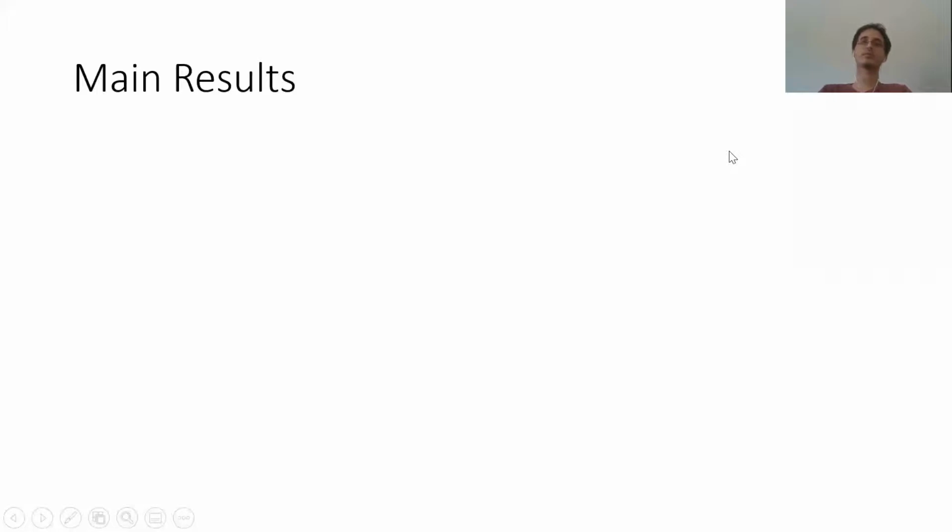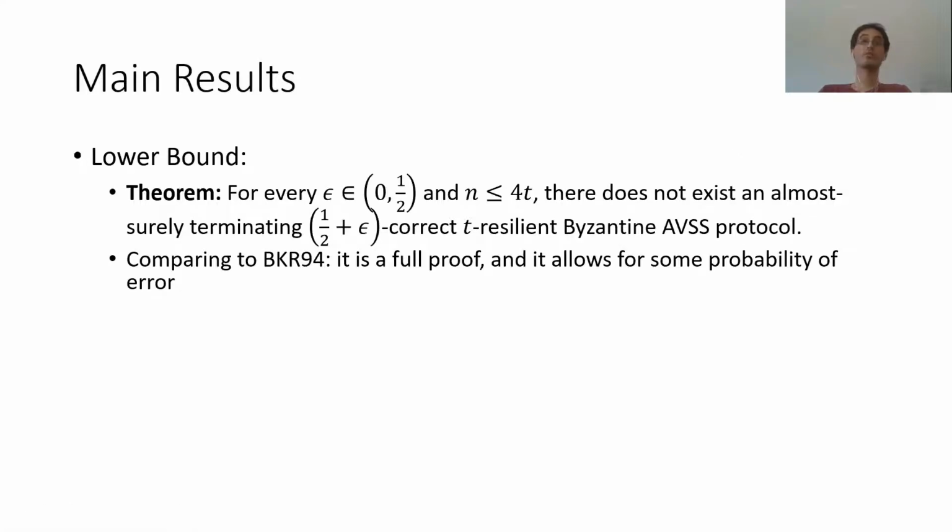Now we can move on to the main results of the paper. The first one is a lower bound. For every epsilon between 0 and 1/2, and n which is less than or equal to 4t, there does not exist an almost surely terminating (1/2 + epsilon)-correct, t-resilient Byzantine AVSS protocol. This teaches us something about optimal resilience for such protocols.